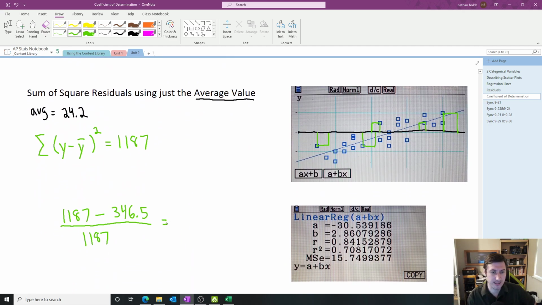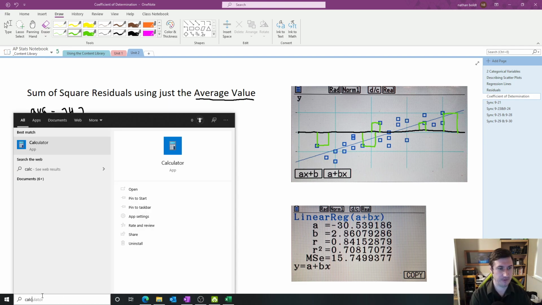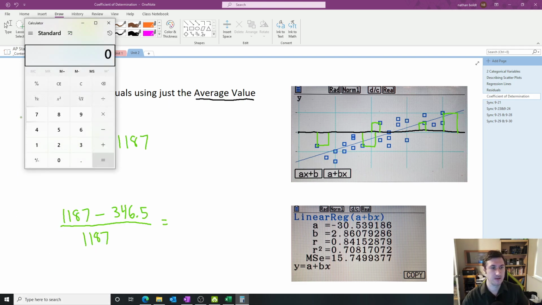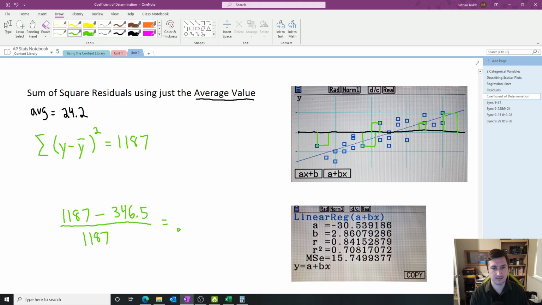And so you type this into the calculator, which I don't have up right now. So 1187 minus 346.5 divided by 1187, and we get 0.708, which, as you can see, is the r squared value.